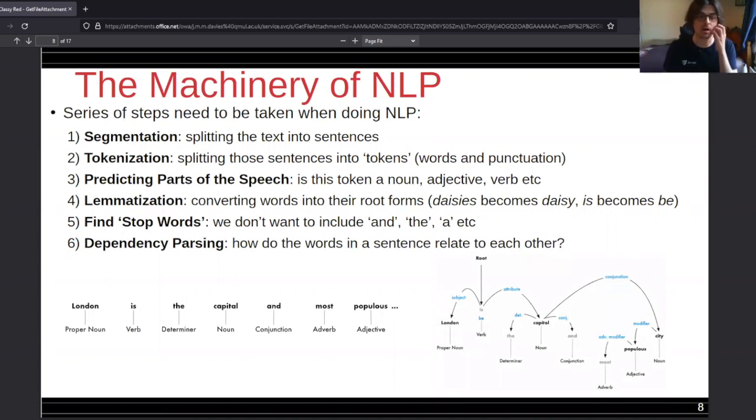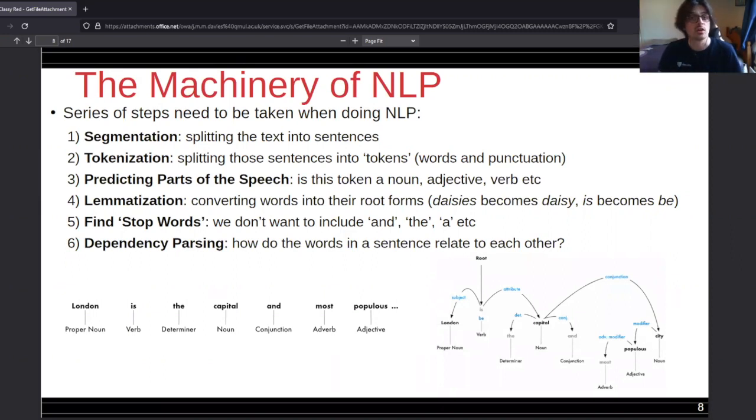We then want to predict parts of speech. So is that token a noun, an adjective, or a verb? You can see that being done on the bottom left here. Then we have lemmatization. We want to convert those words into their root forms, the same sort of thing that you do when you're trying to learn a language, right? So if I have daisies, that will become daisy. If I have is, that will become be, right? I want to do that because I don't really care about plurals, not really. I may if it's a word that I'm actually focusing on, but I want to focus on the very root form of that word so I can understand the text at the root level.